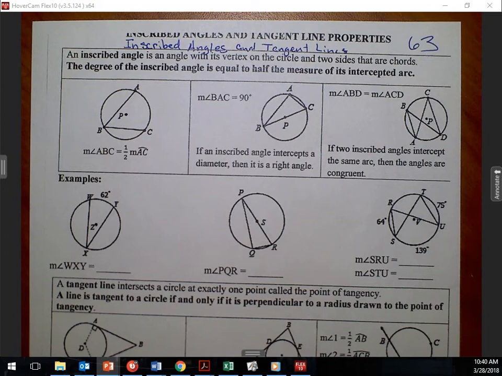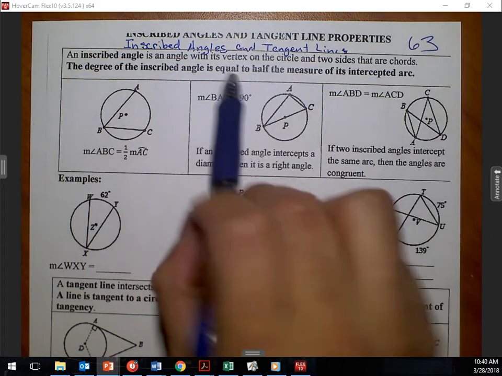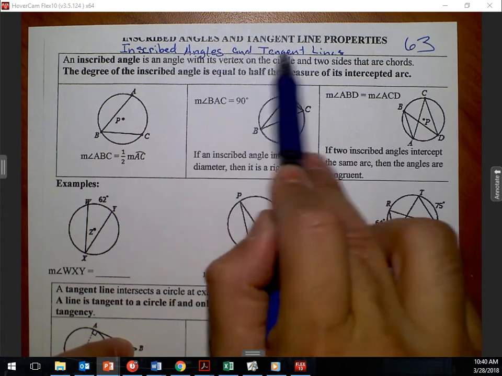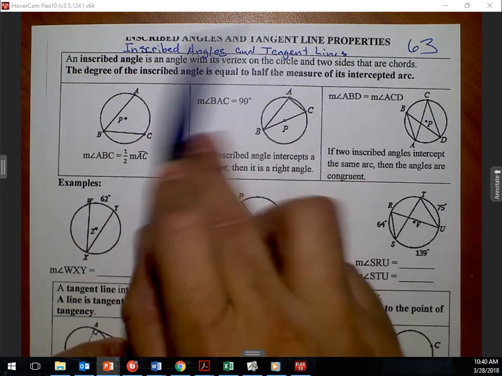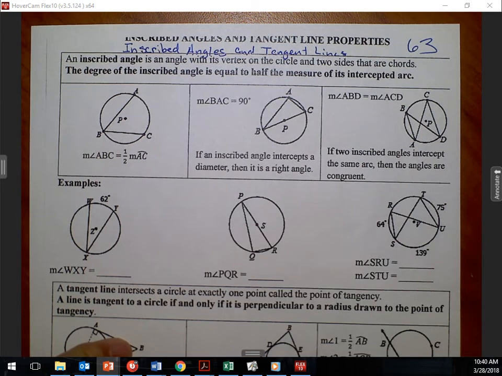All right, so for today, the copy thing did not actually come out very well. It should say inscribed angles and tangent line properties. So I rewrote it right here, so it's also up here.